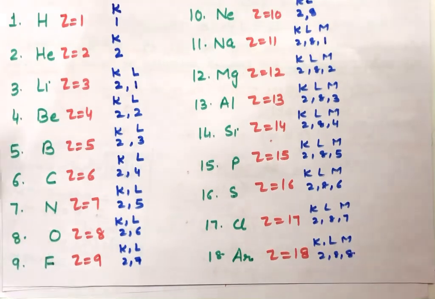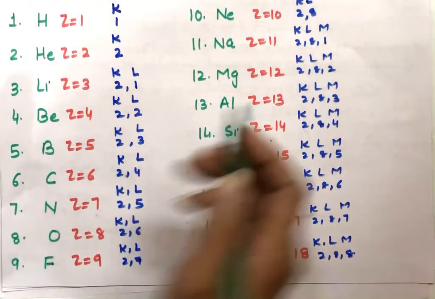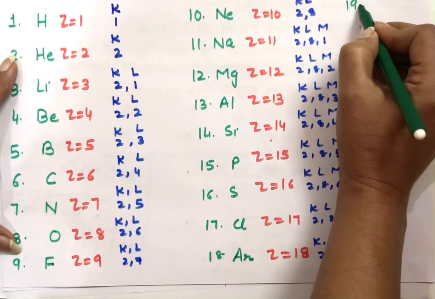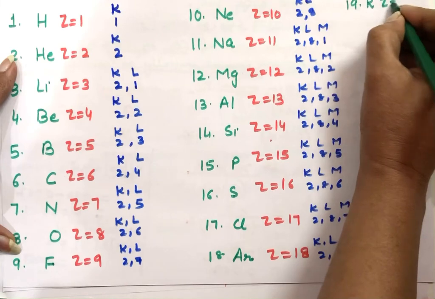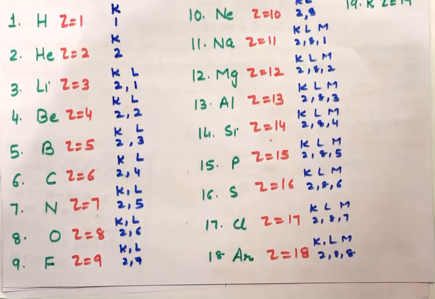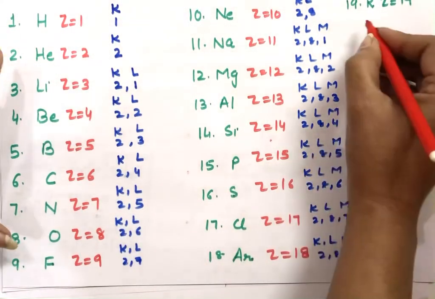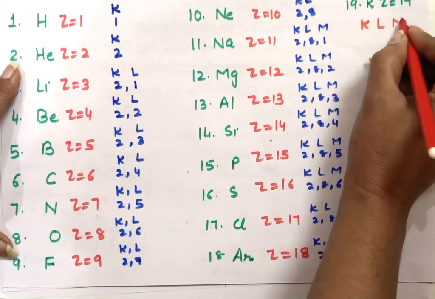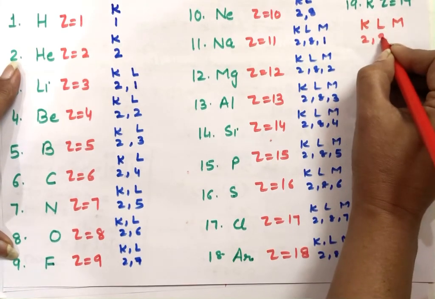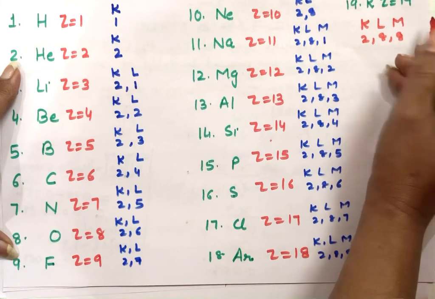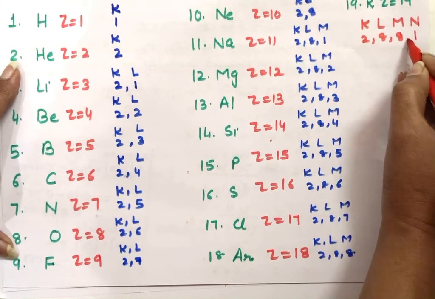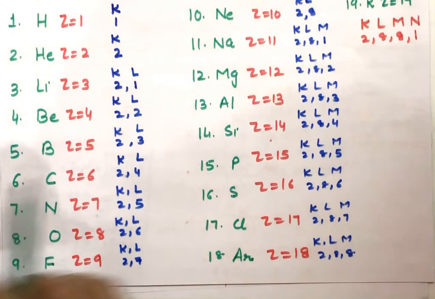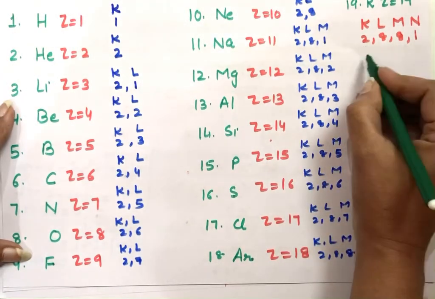After this, now comes the turn of next element, that is with atomic number 19. This is potassium. Atomic number is 19 here. Now electronic configuration of this element is KLM. 2 electrons in this, 8 in this, 8 in this. And now the next one will go into the next shell, that is N. So electronic configuration of potassium you have to learn is 2, 8, 8, 1.